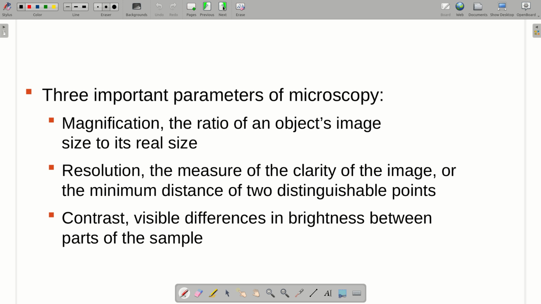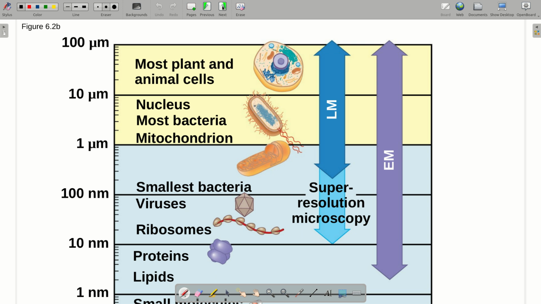The three things you need to know: you'll need to know what the terms magnification, resolution, and contrast mean. If you get a question on the test, you're likely to see these three words used, so you need to know how to use them and know the difference between these words for a test question.